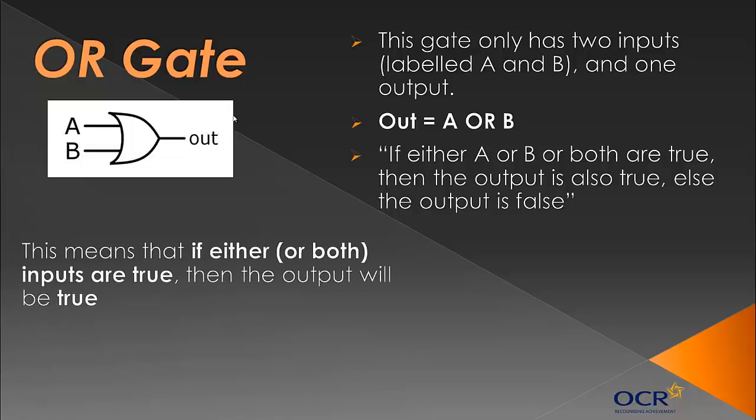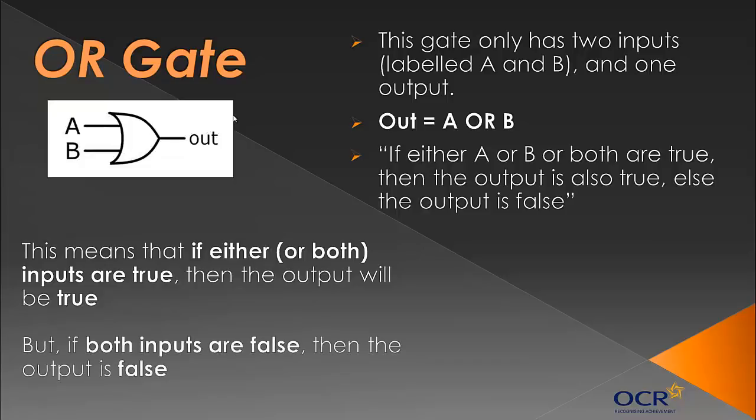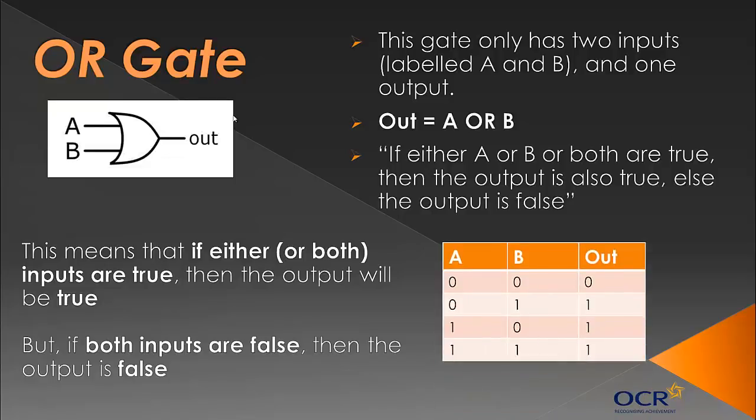Right, difficult to make sense of what that means. But if you interpret it, it means that if either or both inputs are true, then the output will be true. And if both inputs are false, then the output is false. So if we look at our truth table for this, you also need to be able to fill in and complete truth tables for simple OR, NOT and AND gate circuits. So here both inputs are false. So if both inputs are false, then the output is false, as we have.